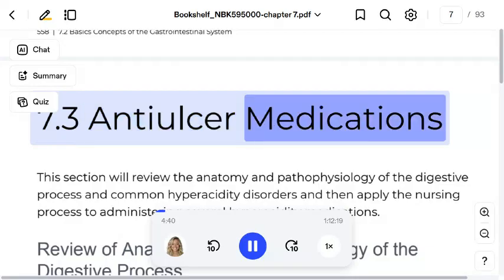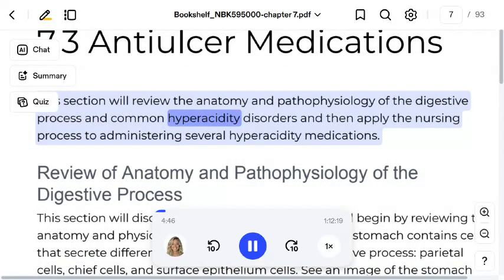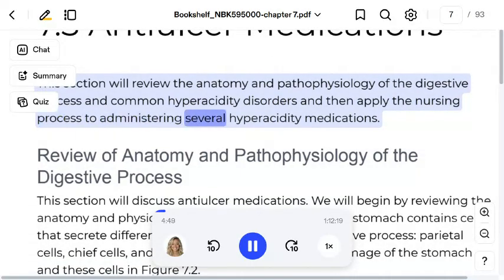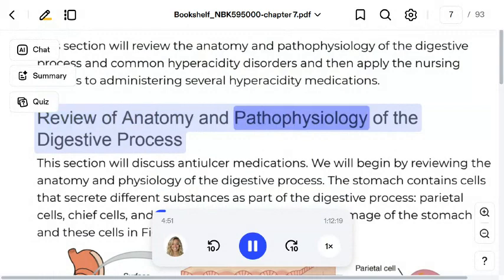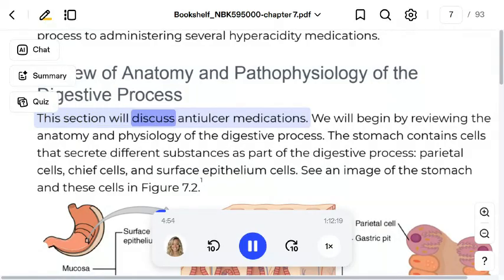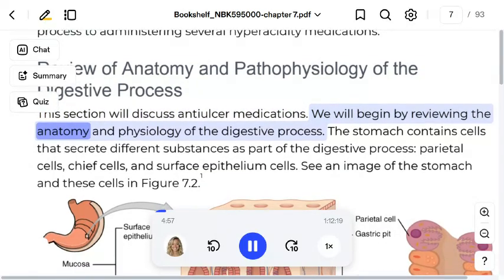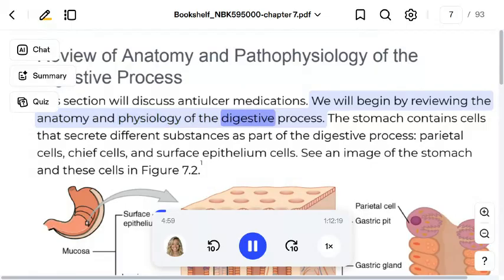7.3 Anti-ulcer Medications. This section will review the anatomy and pathophysiology of the digestive process and common hyperacidity disorders, and then apply the nursing process to administering several hyperacidity medications. Review of anatomy and pathophysiology of the digestive process. This section will discuss anti-ulcer medications. We will begin by reviewing the anatomy and physiology of the digestive process.